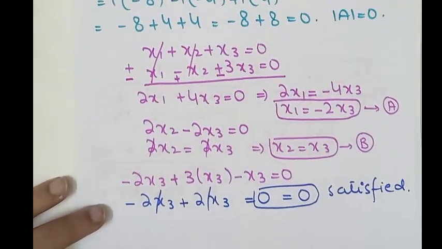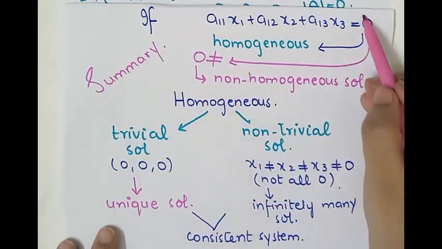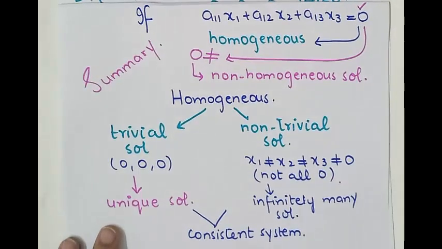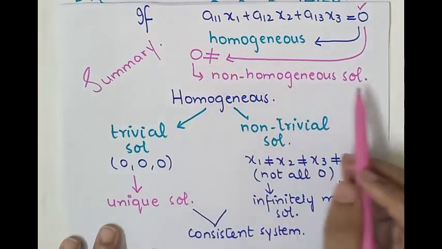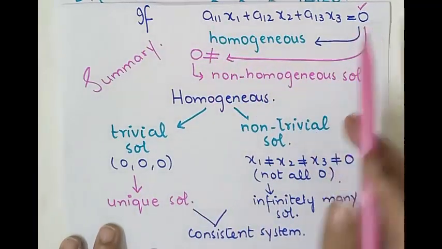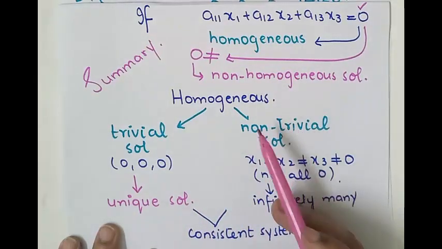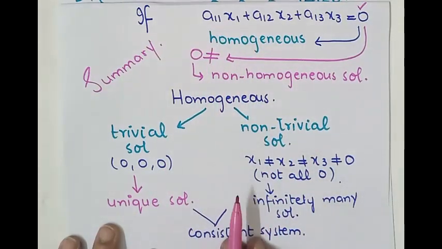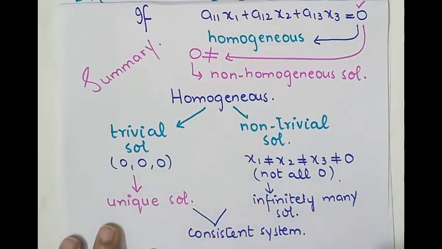The equation is satisfied. So this is the summary for today's lecture. If we have an equation whose constant is equal to 0, then it is a homogeneous equation. If the constant is not equal to 0, then it is non-homogeneous. If there is one equation, then that is called a non-homogeneous or homogeneous equation. And if we have a system of equations, then we will say a system of non-homogeneous or homogeneous equations.